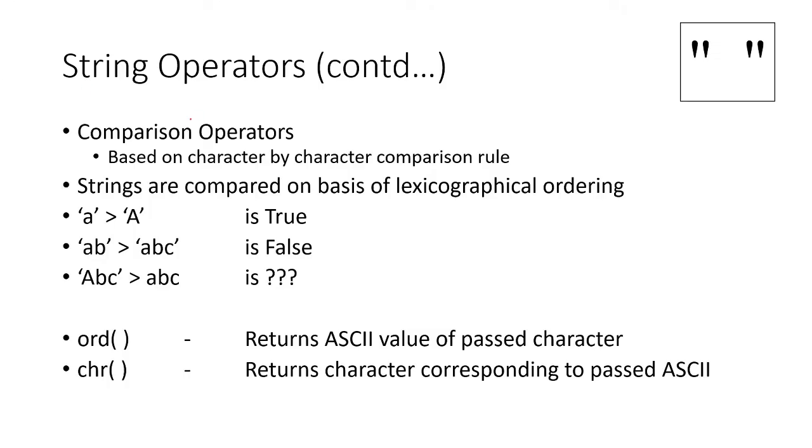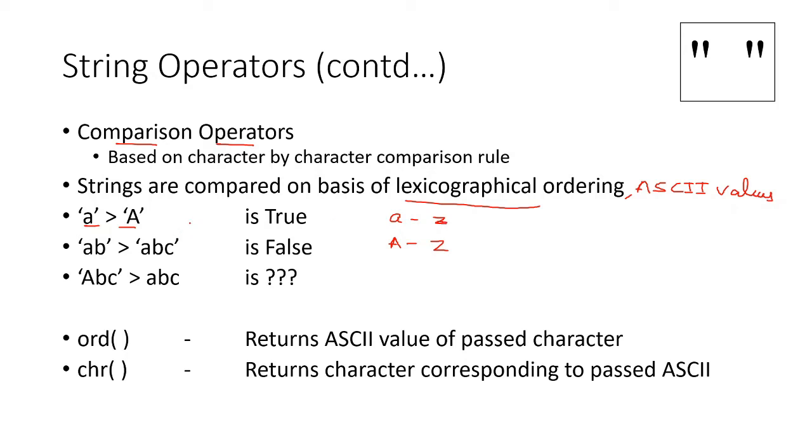So the next operators that we are going to discuss are the comparison operators. They are also called relational operators, and all the relational operators that you used on arithmetic operands can also be used on string operands. But here is a little difference. They are compared on the basis of lexicographical ordering, and they can also be compared on the basis of ASCII values. Now I'm assuming that you are aware of what ASCII values are, and the ASCII values of certain characters, at least from small a to z and capital A to capital Z.